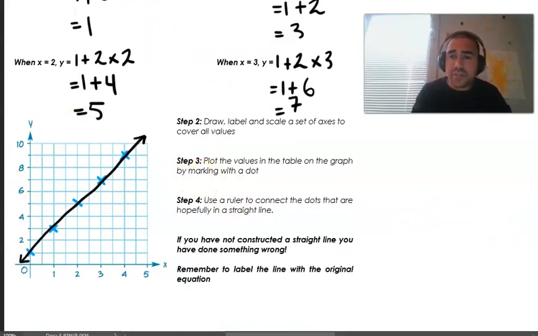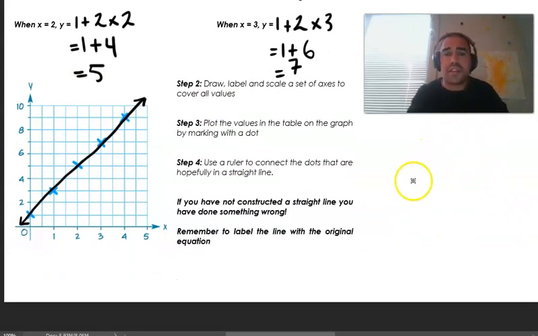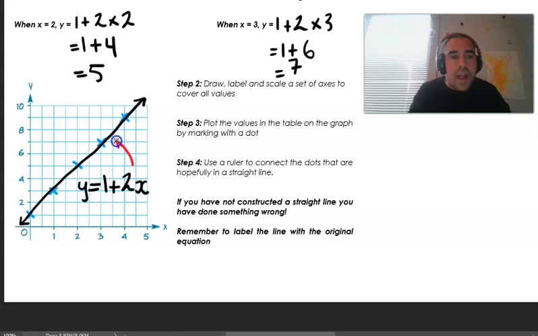The last thing we need to do, and this includes the lesson 1, is we need to label the original equation. So label the line, sorry, with the original equation. So this line is y equals 1 plus 2x. You need to label the line. Every time you draw a straight line, you need to label the line, okay?